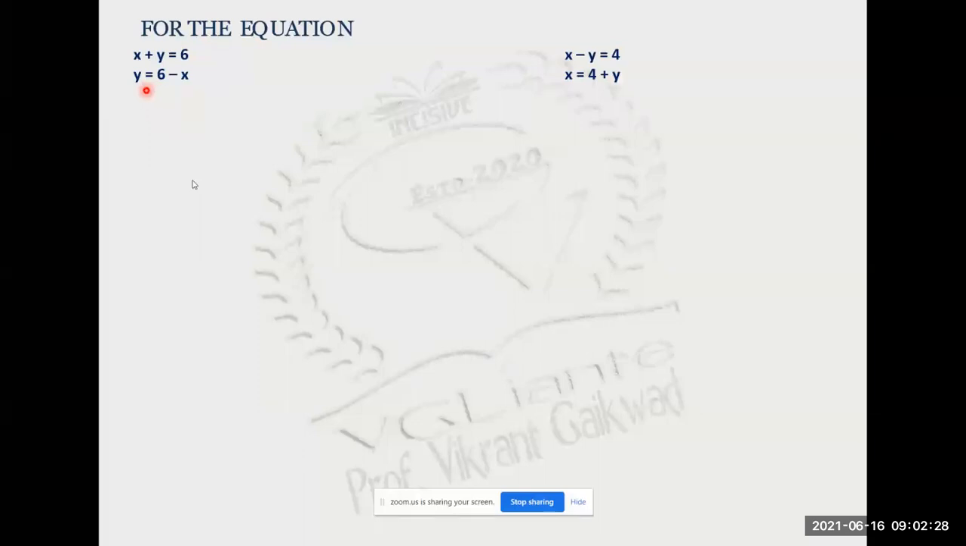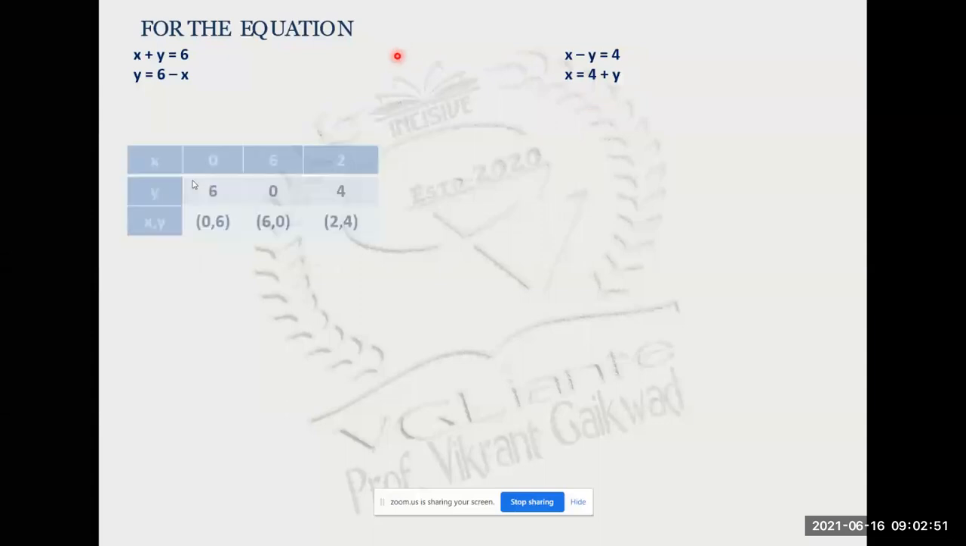This is clear to all the students. Check, we want only one variable on the same side. Now check for the second one. Here your y is negative, so we are changing the position of y. So x equals 4 plus y. Remember, each time try to keep the variable positive.